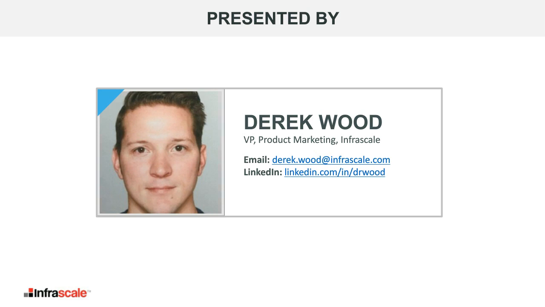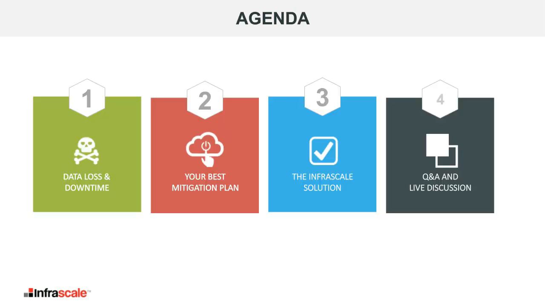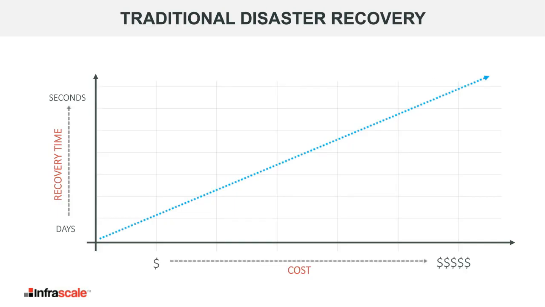And the agenda is pretty simple. So we're going to go through data loss and downtime and explain how we go about those items and how those items differ, what your best mitigation plan should be or can be, and then again, how we will handle that. So the first part is just to kind of discuss the landscape of the technology that we've had available for the last 15, 20 years and how it's evolved.